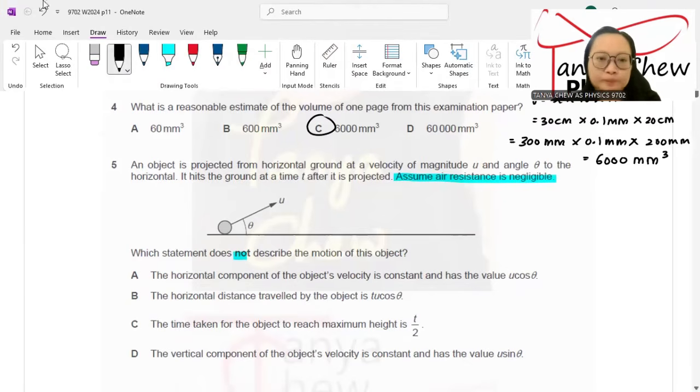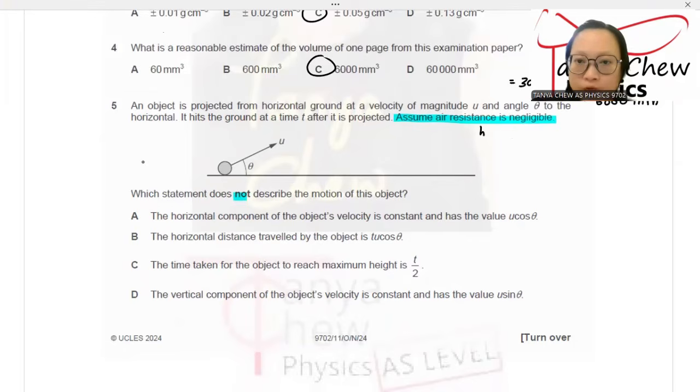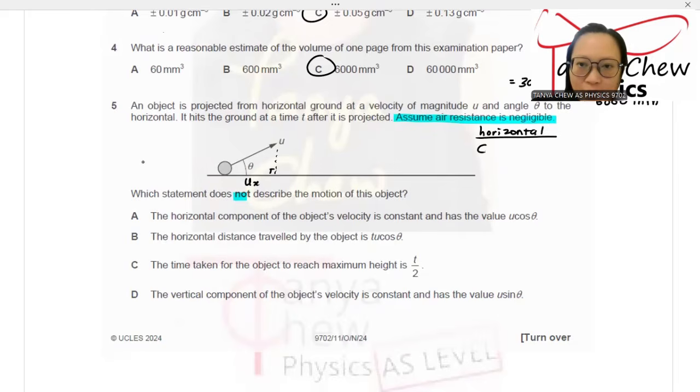A, the horizontal component of the object's velocity is constant and it has a value of u cos theta. So for the horizontal component, you resolve into horizontal. This is the velocity projected at angle theta to the horizontal. So you want to find the horizontal component, which is ux right here. I use adjacent: cos theta is equal to ux over u. Ux, the initial velocity in the horizontal direction, is u cos theta.